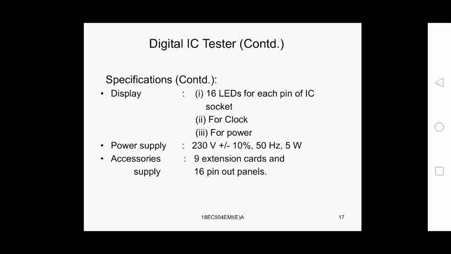You can have a display for clock, and a display for power also. The power supply is 230 volts, 50 hertz, which may vary by plus or minus 10%, and it has a power rating of 5 watts. You can have the accessories: 9 extension cords, and the supply of 16 pin out panels.